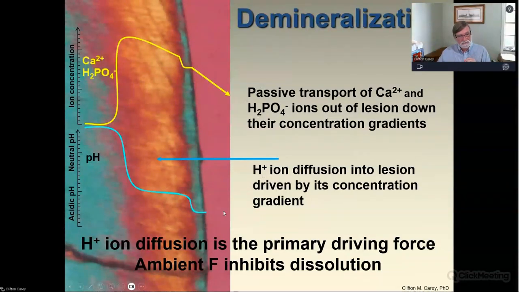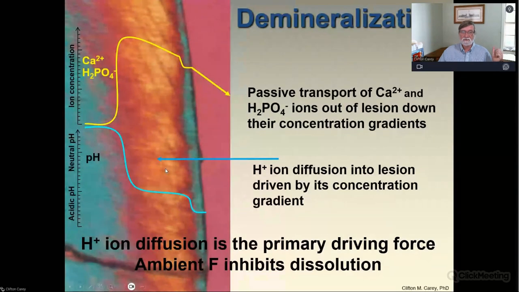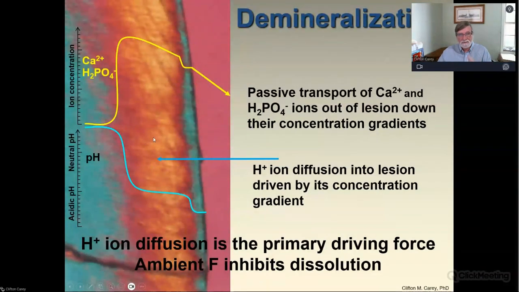A couple things to notice. The hydrogen ion, the acid attack, is the primary driving force for this lesion to occur. The rate of the lesion growth, however, happens to be the diffusion rate of calcium leaving the tooth. Let me say that again. The primary driving force for the lesion is acid, or the hydrogen ion. The length of time it takes the lesion to advance has to do with the diffusion of calcium out of the tooth. That's the rate limiting step.